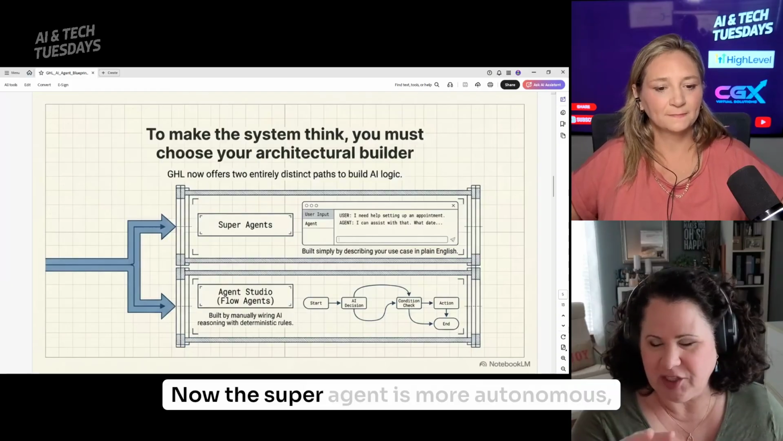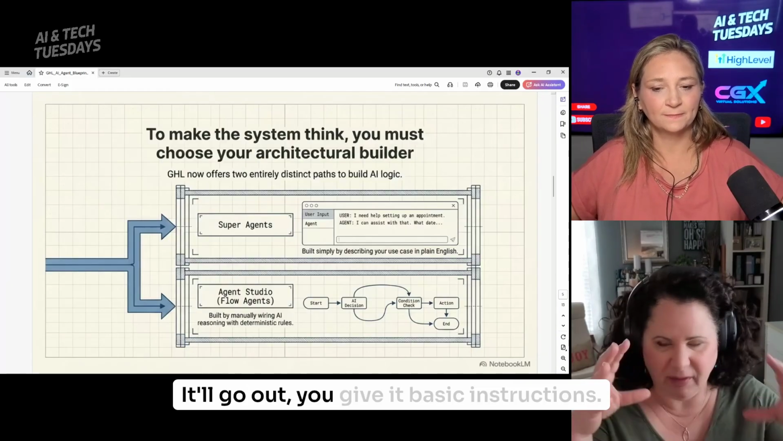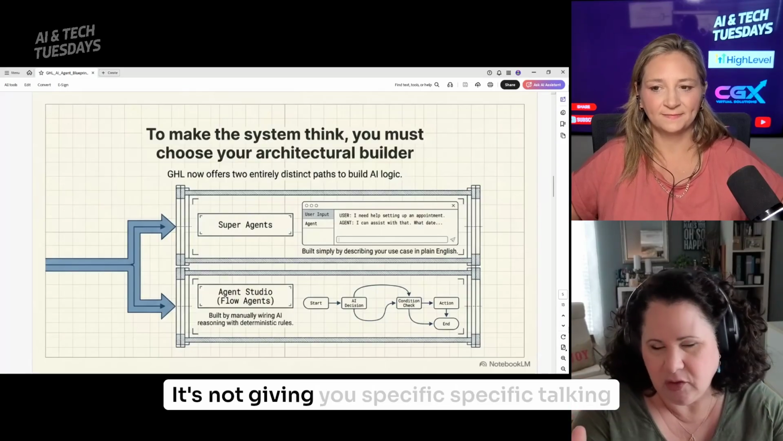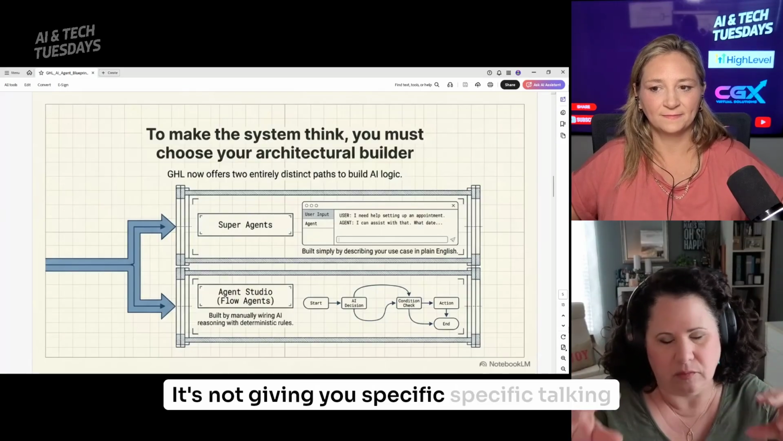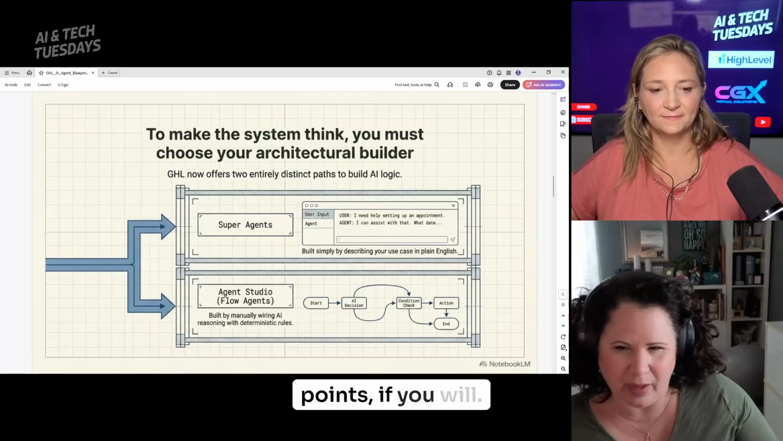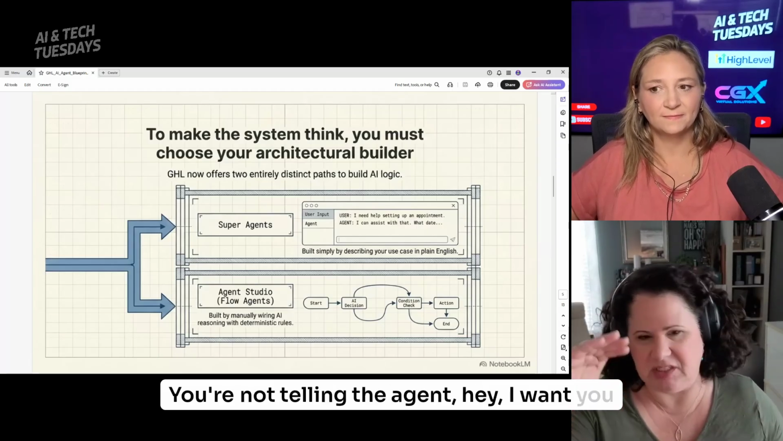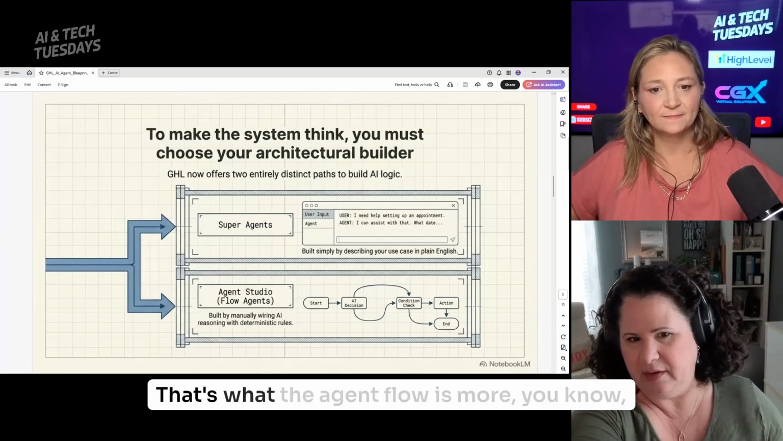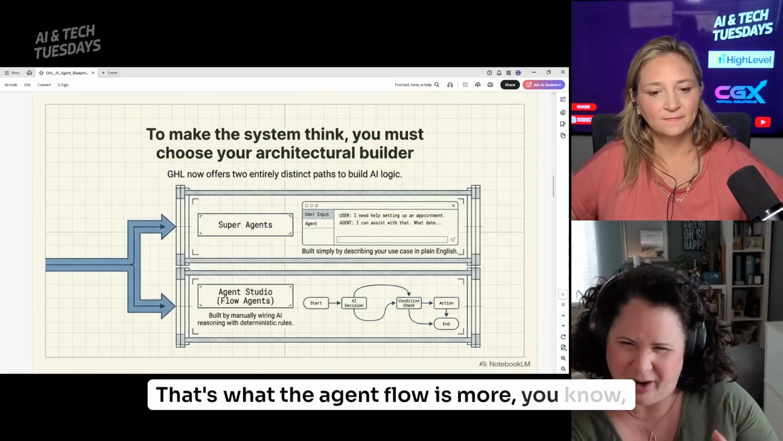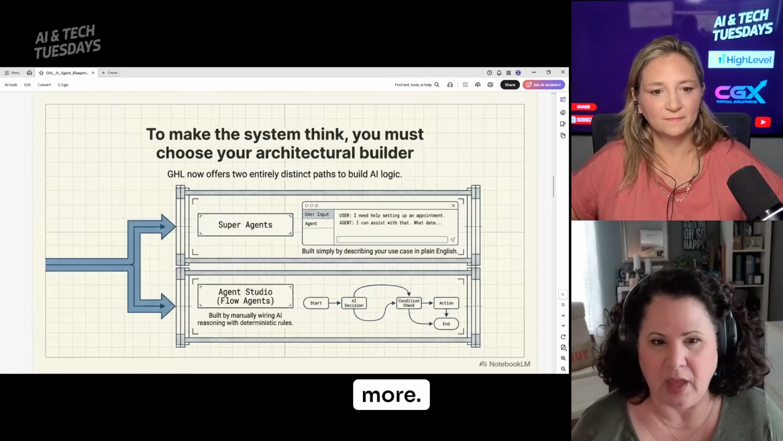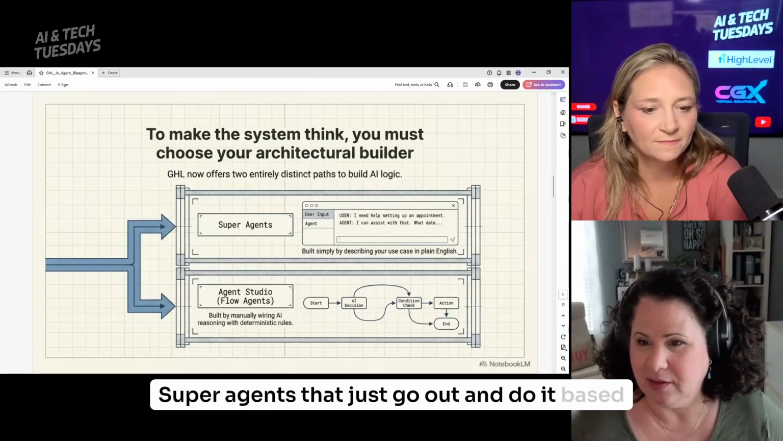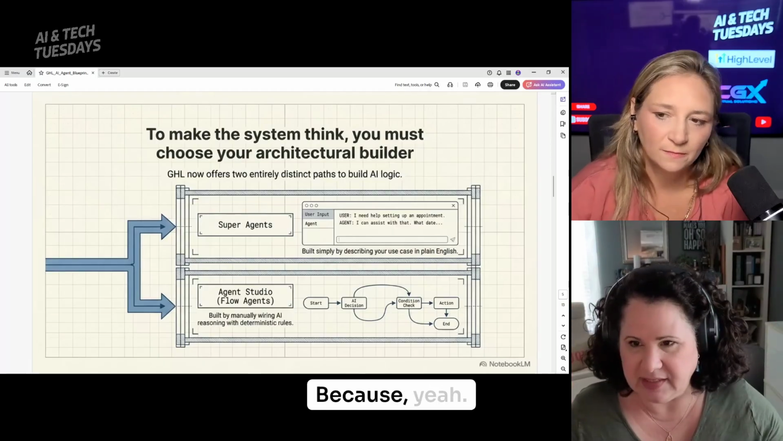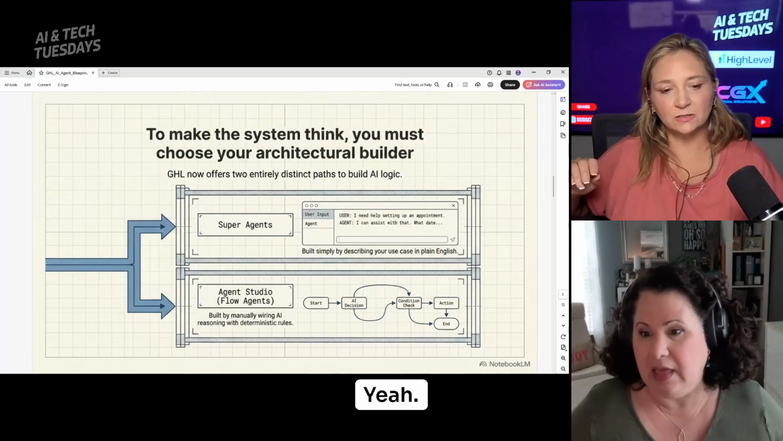Now, the super agent is more autonomous, right? It'll go out, you give it basic instructions. This is your job. This is what I need you to do. It's not giving you specific talking points, if you will. You're not telling the agent, I want you to say this exactly like this or that exactly like that. That's what the agent flow is more, it works that way a little bit more. Super agents just go out and do it based on the general guidelines that you've given it, in plain English.